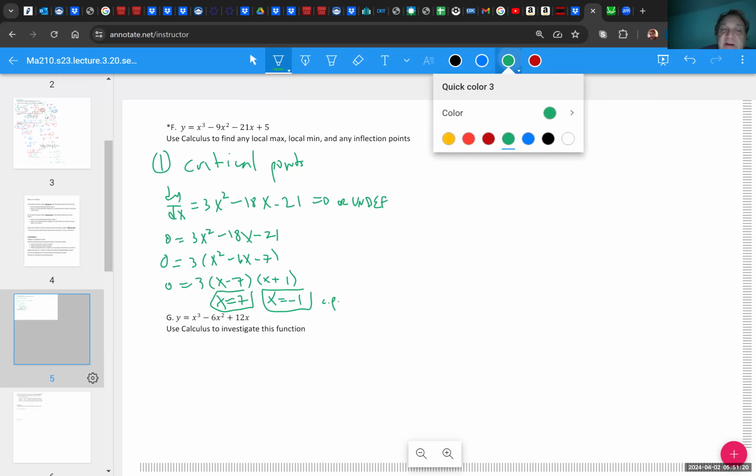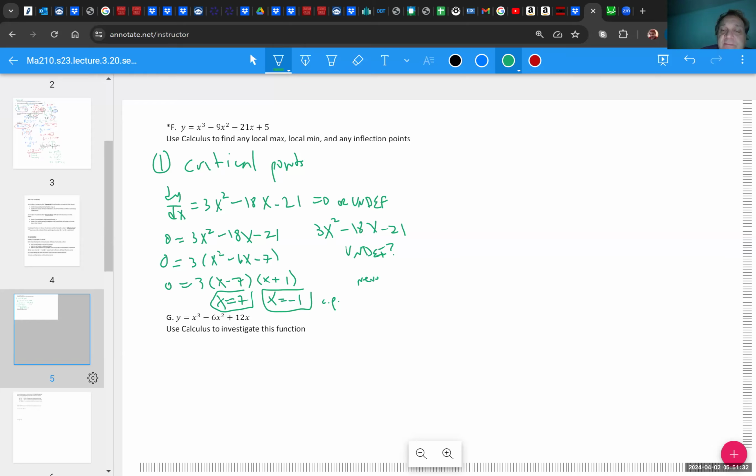We also need undefined. So we need to find out when 3x squared minus 18x minus 21 is undefined. And the answer is it never is. Hopefully you can use your pre-calculus to justify this. It's a parabola. It doesn't have any skips or holes. You don't divide by 0. So there's no additional critical points. So we get 2 critical points, x equals 7, x equals -1.